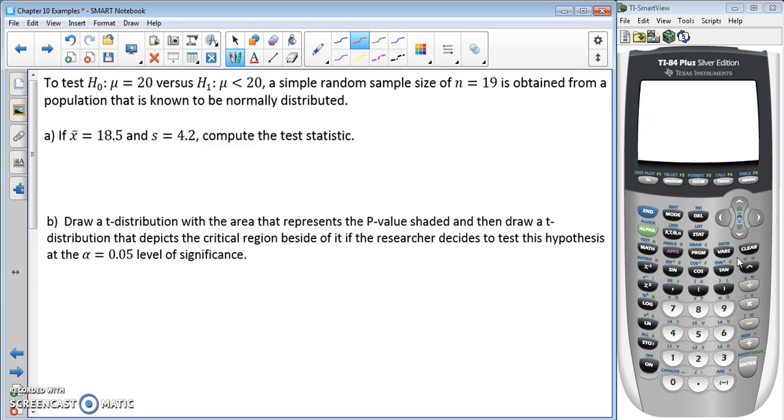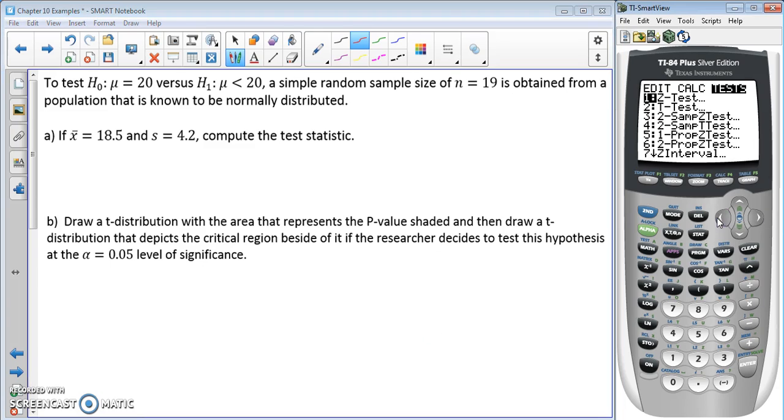So we're going to do stat, go over to test, and then t-test. And input is statistics, and mu naught is 20, and x bar is 18.5. Sx is s, which is 4.2, n is 19, and mu is less than mu naught, and then calculate.